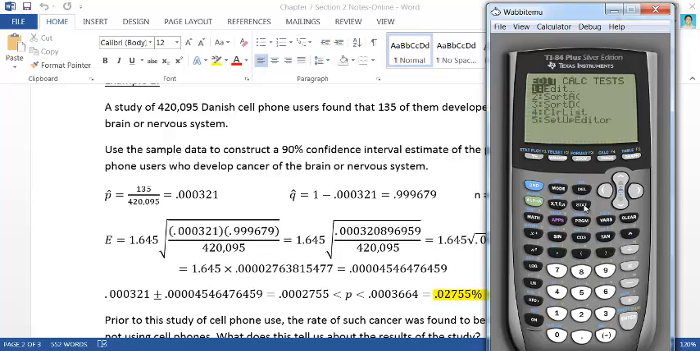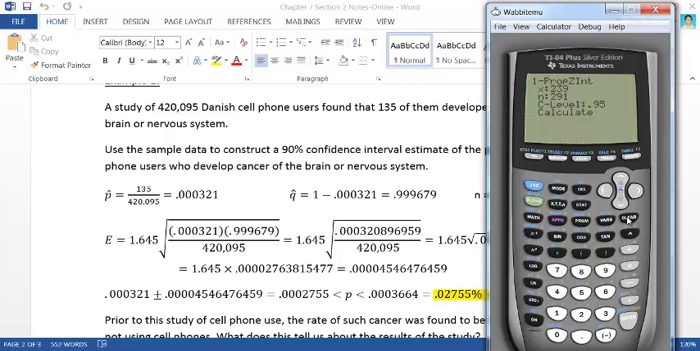So we would go to Stat, go over to Test, and we want one proportion Z interval, which is A. Okay. Hit enter. Then we will input our values of X and N.